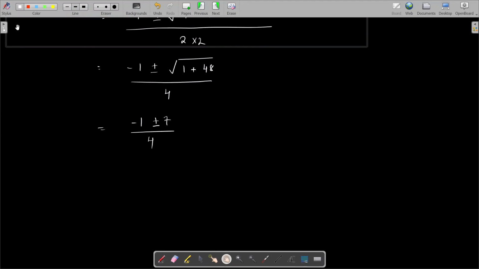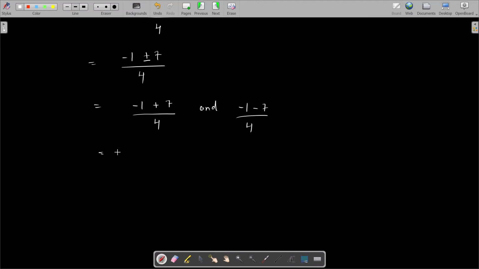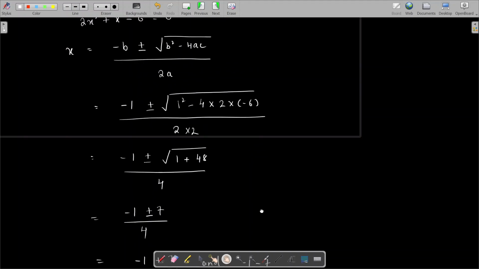And now you can take the plus and minus sign separately. So the first solution will be negative 1 plus 7 divided by 4, and the second solution will be negative 1 minus 7 divided by 4. Negative 1 plus 7 is 6 over 4, and this is going to be negative 8 over 4. 6 over 4 is nothing but 3 over 2, and negative 8 over 4 is nothing but negative 2. So 3 over 2 and negative 2 are the two solutions to the given quadratic equation.